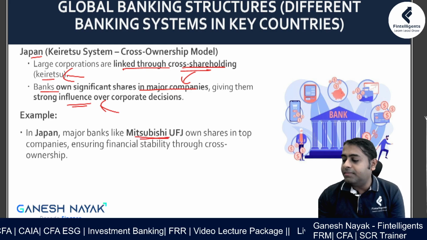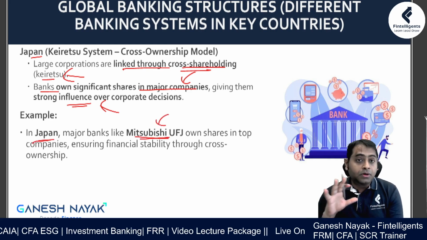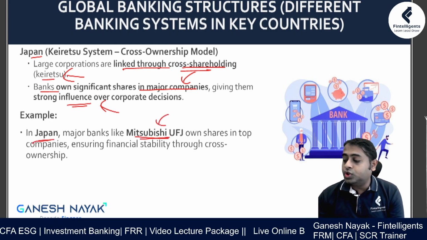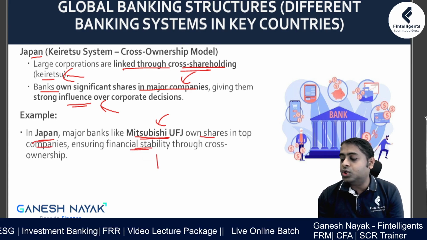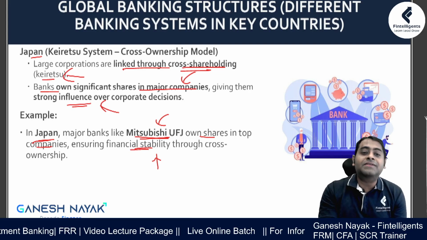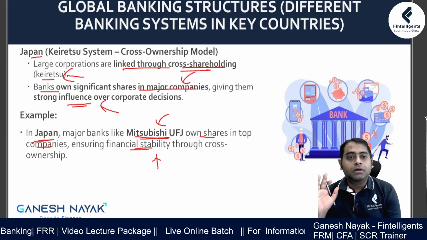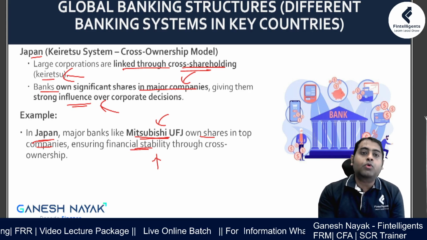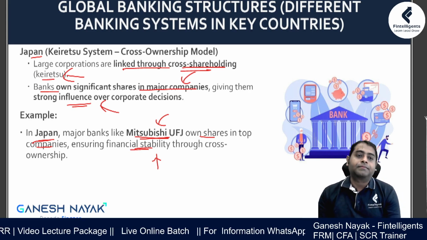Mitsubishi Bank, a very big bank, one of the global banks. They own shares in top companies, making sure that there is financial stability. Tomorrow, if one of the biggest investors in a company is Mitsubishi Bank, then if anything bad happens to the company, they can buy more stake and provide liquidity.